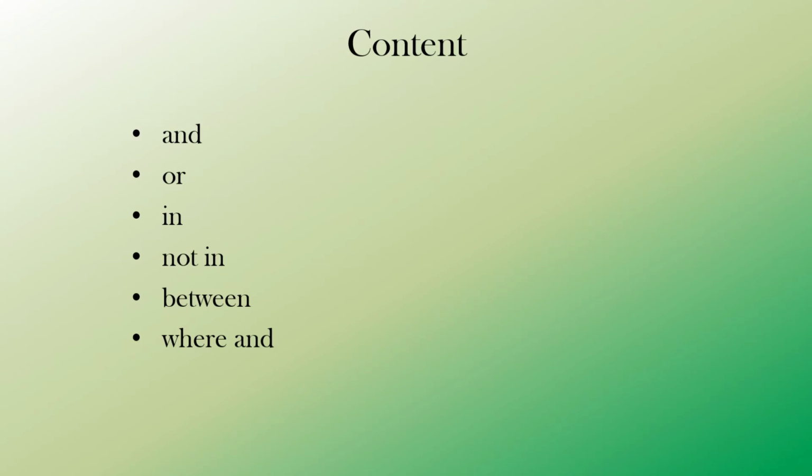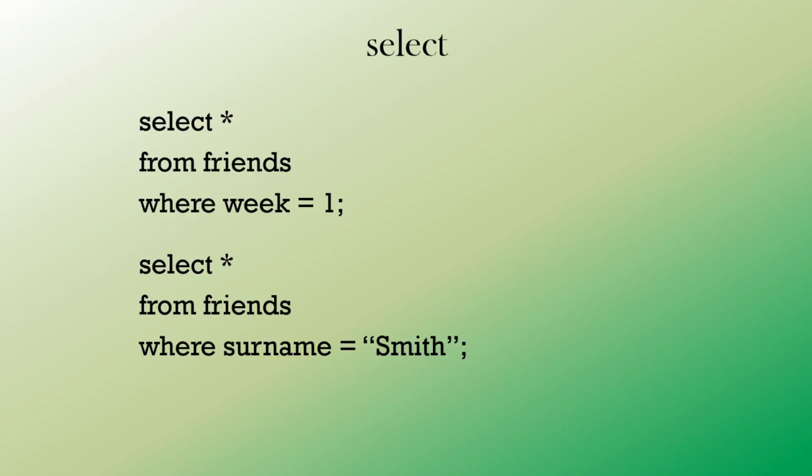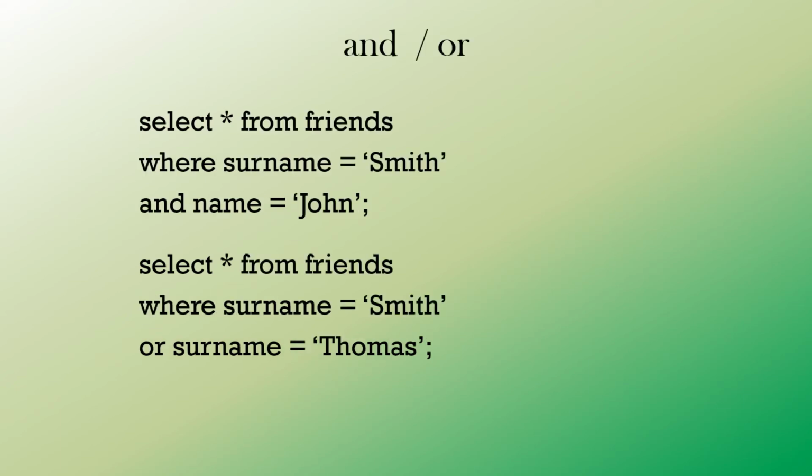We can use different terms with the WHERE clause in a select statement. So let's have a look at these. We've got a normal WHERE: select all from friends where week equals 1 and surname equals Smith. So that's quite straightforward. Now this one we've used where surname equals Smith and name equals John. So it's like having 2 WHERE clauses. We join them using AND.